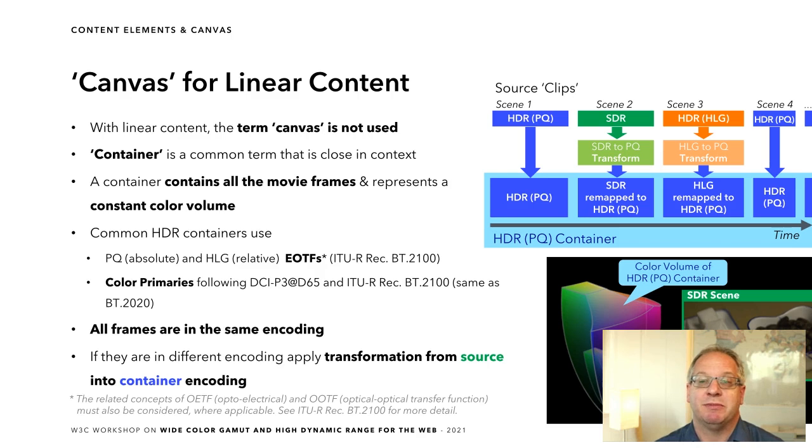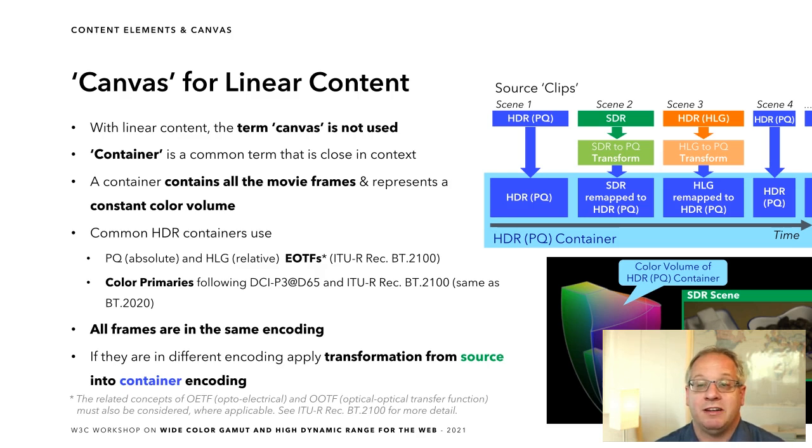Containers represent the fundamental properties of content, such as a particular color volume that is maintained over a certain period, such as the duration of a movie. Common properties for HDR containers include a signal nonlinearity, which is referred to as electro-optical transfer function or EOTF. The most common HDR EOTFs are the absolute PQ and relative HLG EOTFs. Both are defined in the ITU-R recommendation BT2100.